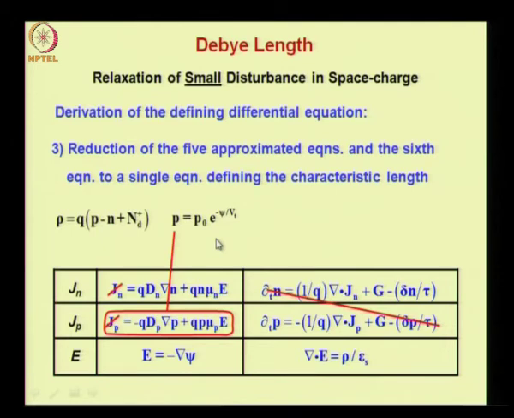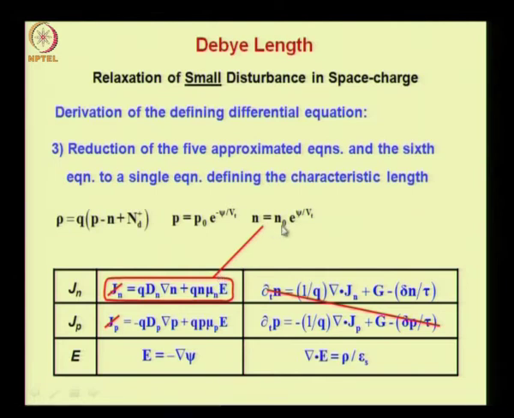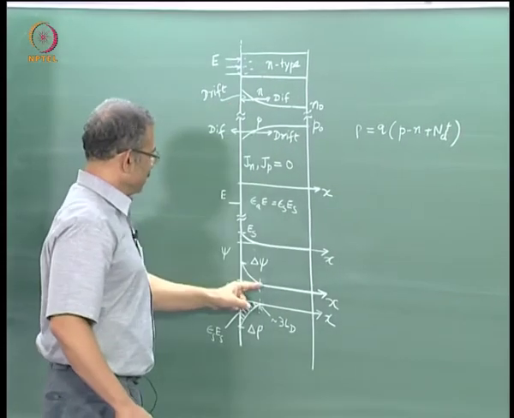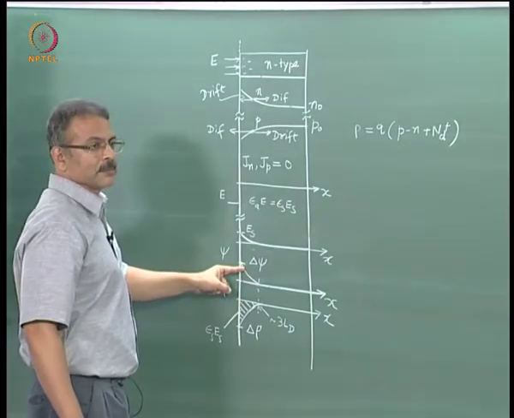Now let us do a similar thing for electrons, and you can do the manipulation yourself. n is n0 exponential ψ by Vt. So here you have a positive sign because n increases as ψ increases. So look at this here, your n is increasing when the ψ is increasing.